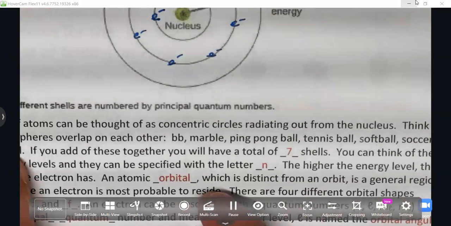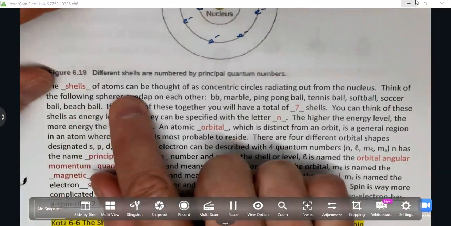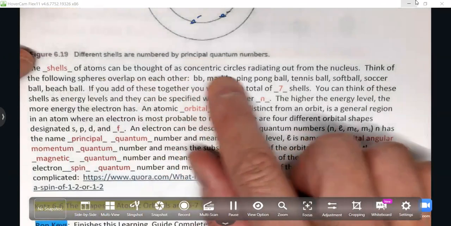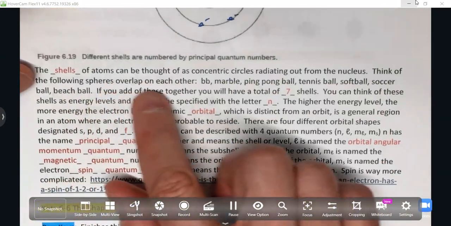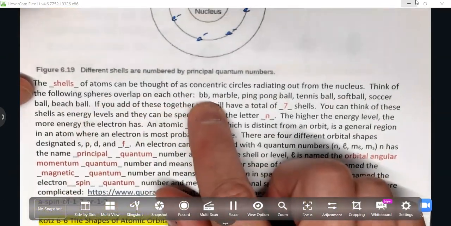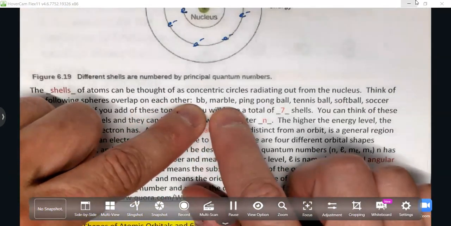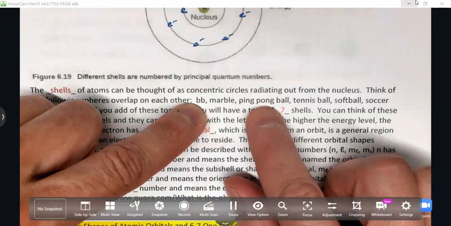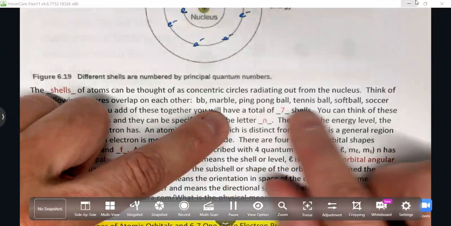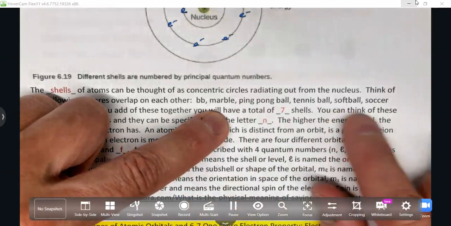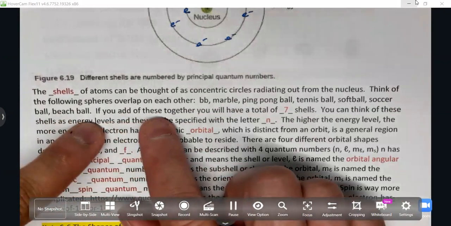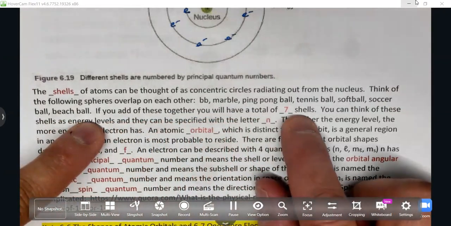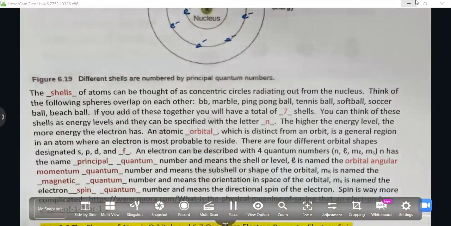So this is my summary. The shells of atoms can be thought of as concentric circles radiating out from the nucleus. Think of the following spheres overlapping each other. You take a regular BB, you put the BB inside of a marble, you put the BB and marble inside of a ping pong ball, you put that inside of a tennis ball, into a softball, into a soccer ball, into a beach ball. If you add up all of these together, you will have a total of 7 shells, right? They just get bigger and bigger, but the smaller ones are inside the bigger ones as you go.